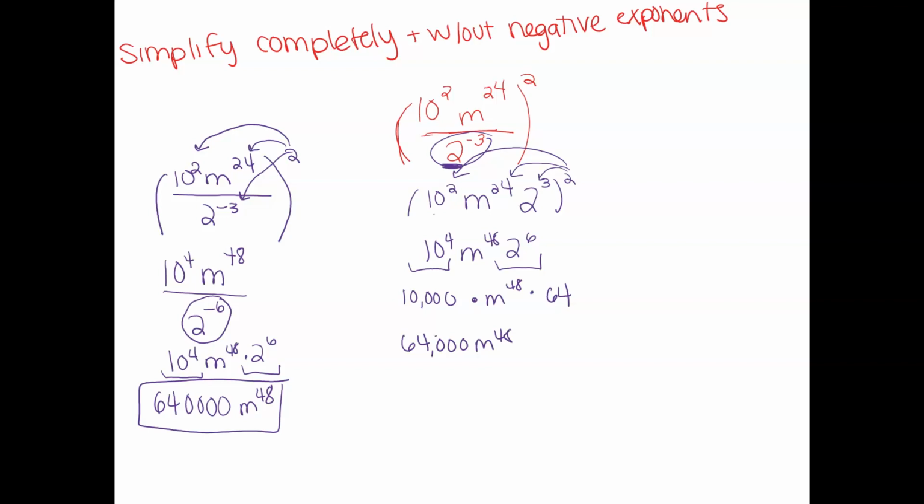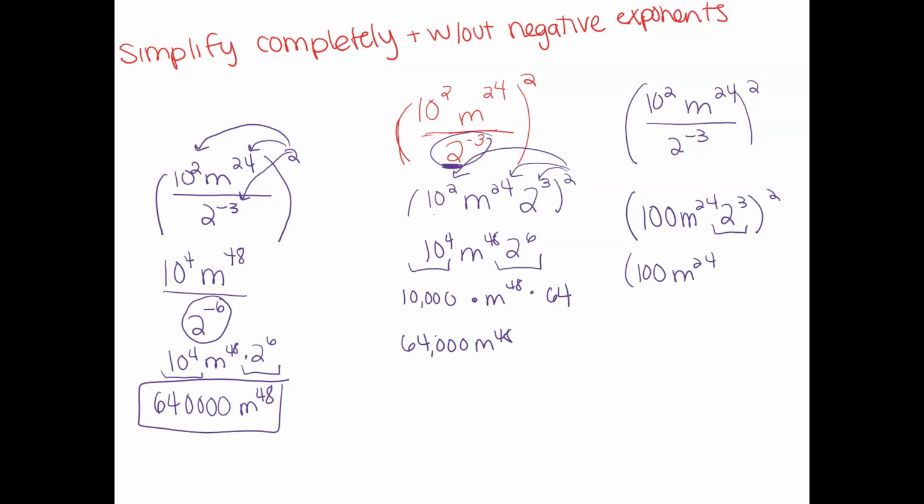Let's say because you have the calculator, you actually want to evaluate your bases that are numeric or numbers. So you know that 10 to the 2nd is 100. And I still am going to move this exponent up because I don't want to deal with fractions. So I've got 10 to the 2nd is 100, m to the 24th, and that's 2 to the 3rd. Then I'm going to deal with that. So that's 100, m to the 24th, times 8.